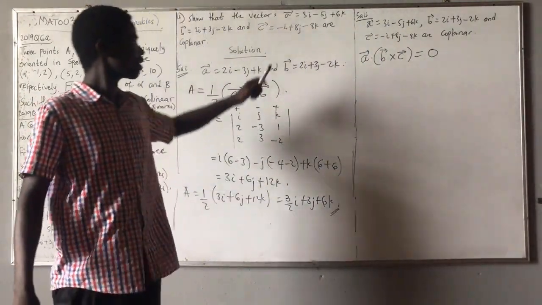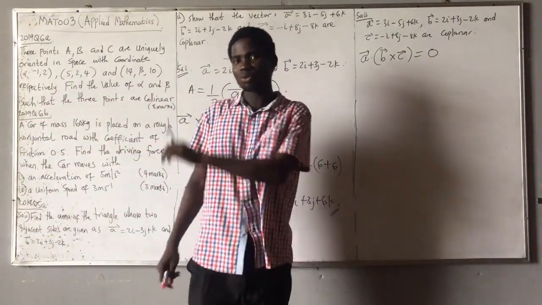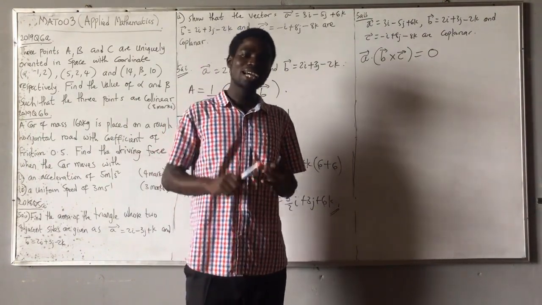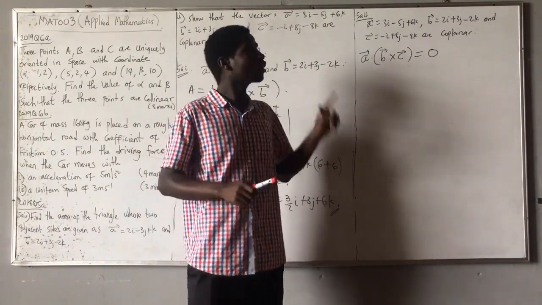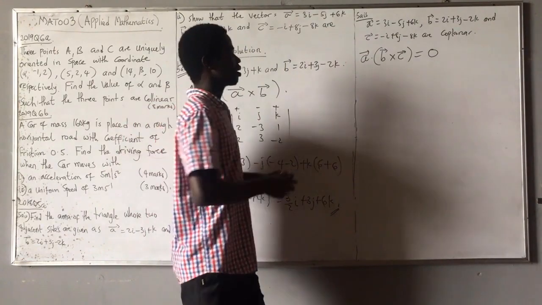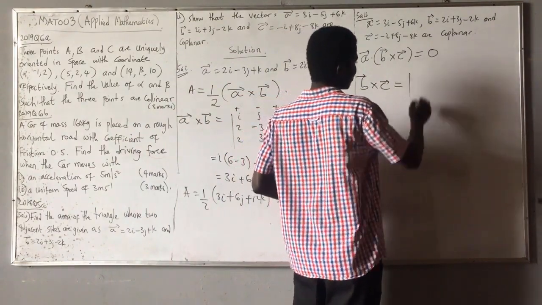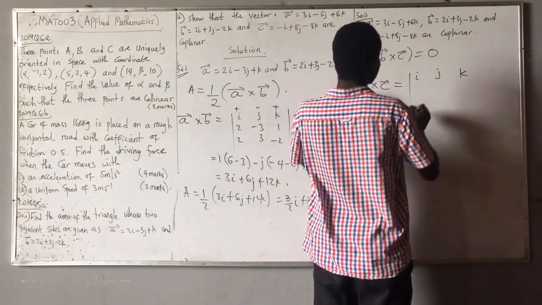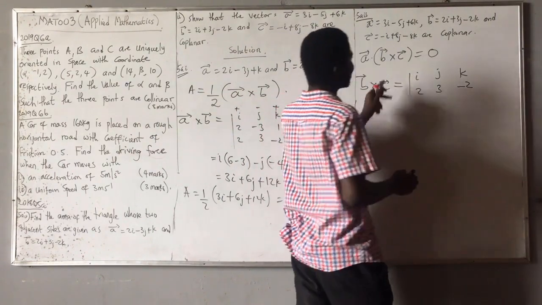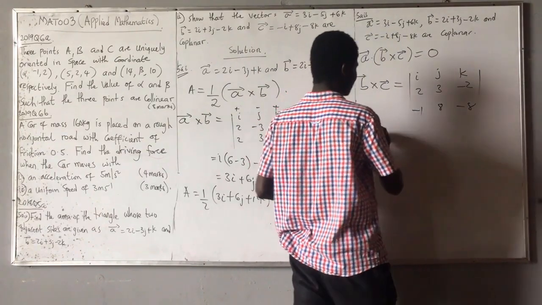If you want to show that these vectors are coplanar, by the time you calculate this, it must be equal to 0. If you don't get 0, two things are involved. It's either you have done rubbish with confidence or the question is wrong. Now, let's do B cross C. Cross product, B cross C is IJK. Vector B is 2, 3, negative 2. Vector C is minus 1, 8, negative 8.